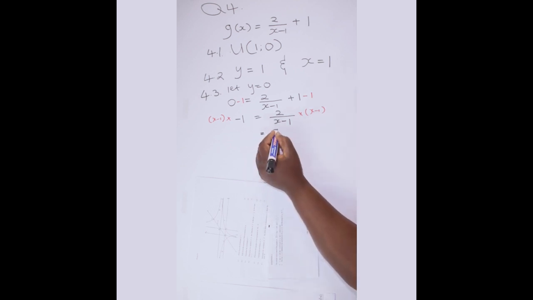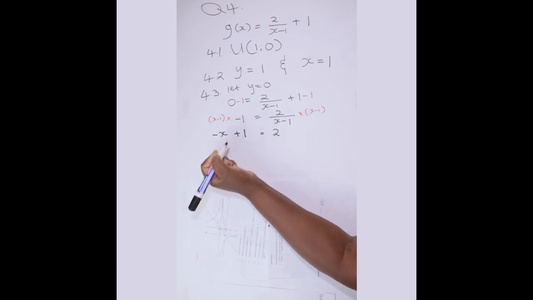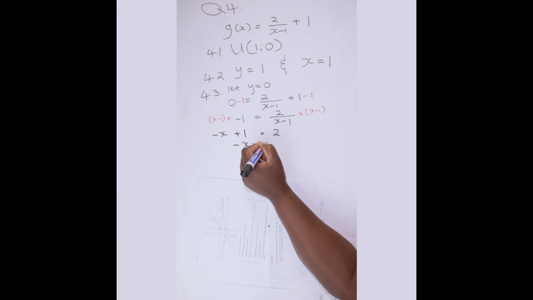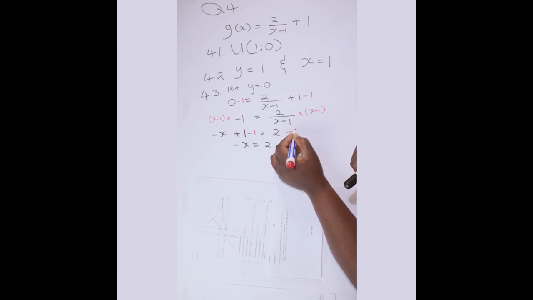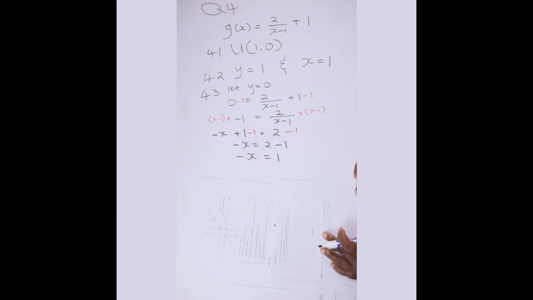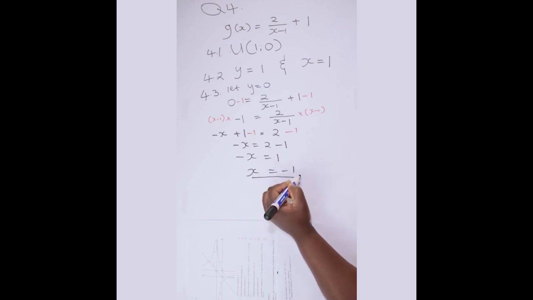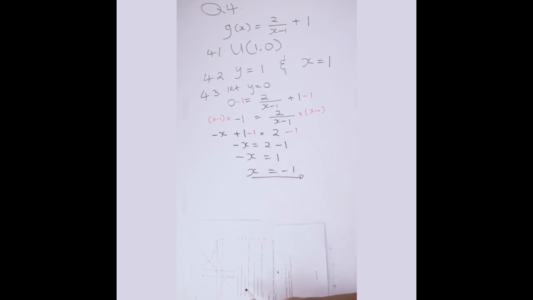When you do that, you end up on the right side with only 2, and on the left side you multiply out to remove the brackets, so you have negative x plus 1. Now negative x equals 2 minus 1, because you subtract 1 from both sides of your equation. After that, you have negative x equals 1. Then you divide both sides by negative 1, and you remain with x equals minus 1. That is your x-intercept at T.